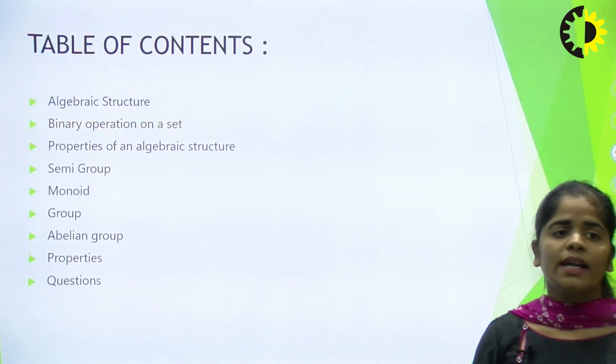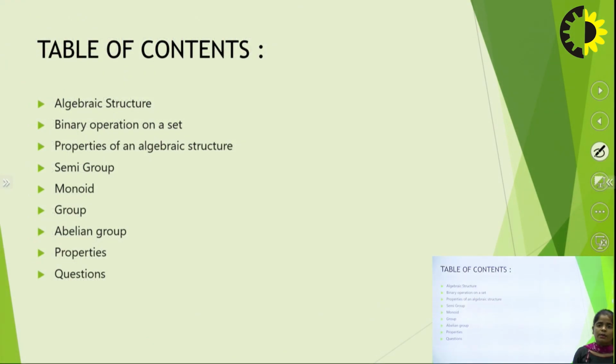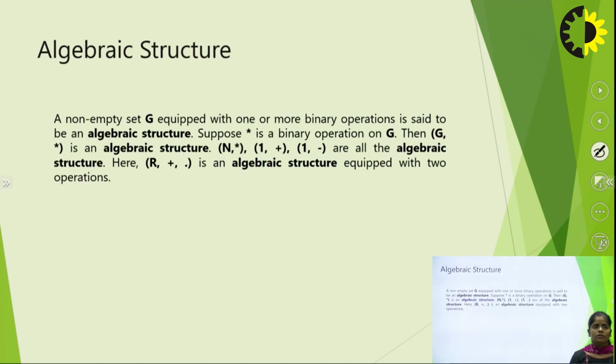So the table of contents which we cover today are: what is an algebraic structure, what is a binary operation on a set, and what are the properties of an algebraic structure, what is a semigroup, monoid, and then group. Then we come to the abelian group, and after that we follow with the properties of the abelian group, and we will discuss some questions.